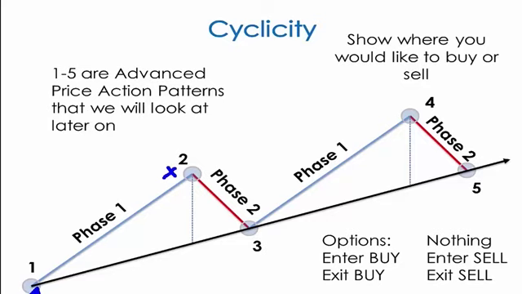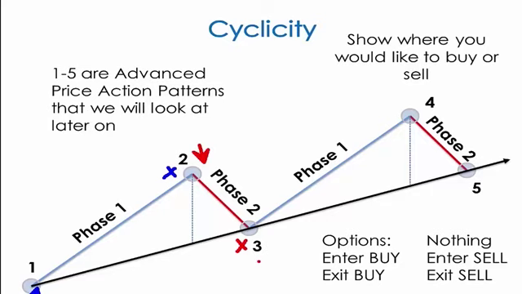Now, we can do more than one thing at each of these circles, at each of these action points, let's call them. We could also enter a sell trade, for example. I'm not saying it's right or wrong, I'm just giving you an example at this point. But we could enter a sell trade on the way down, and we could then exit that sell trade here.